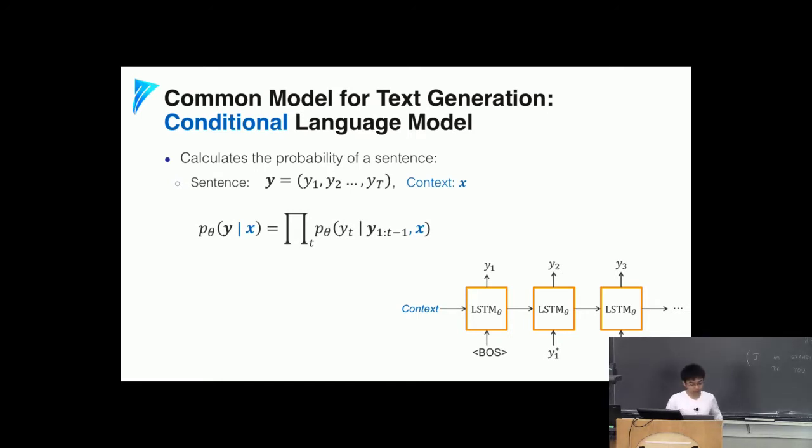But for practical tasks, we will always condition this output on some inputs. For example, in machine translation, X can be a source sentence and Y is the target sentence. So in practice, we'll use this conditional language model. Here, basically, we add some additional condition in this distribution.